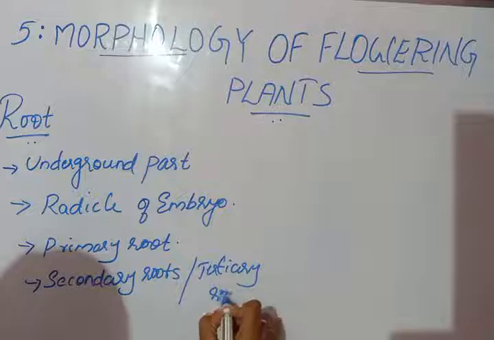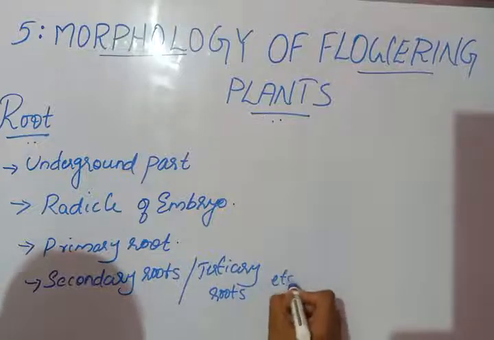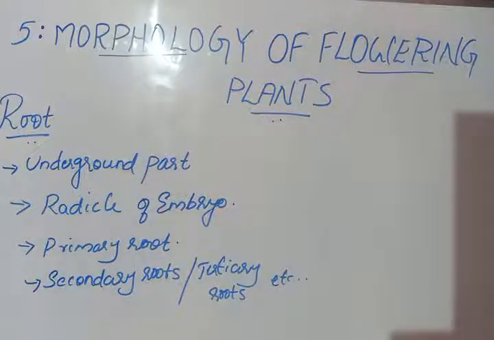So what are primary roots? Primary roots are the first formed roots, that is, the root which is formed from the radicle of the embryo. These primary roots may bear several lateral roots, which are called secondary roots or tertiary roots. Then there are three types of root system.